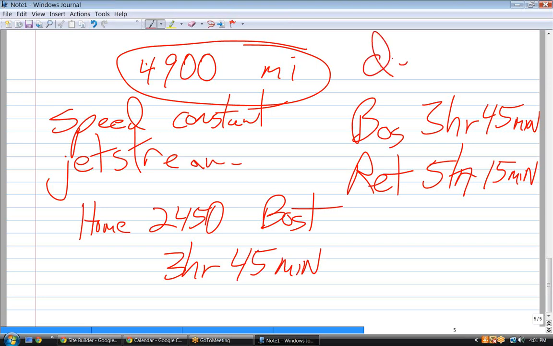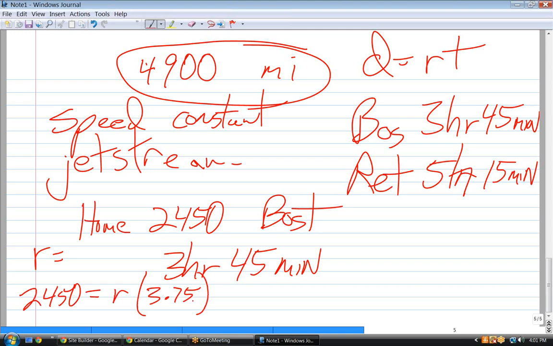Okay. Distance equals rate times time. So plug it in. Do you have to convert it to minutes? Well, probably the easiest thing is to convert that to 3.75 hours. So then you have x plus 4, right? No, you have distance equals rate times time. So the distance is 2450 equals the rate times 3.75. So divide 2450 by 3.75.